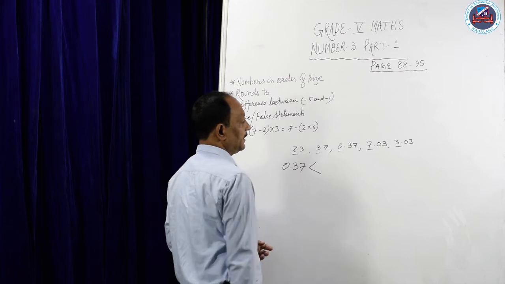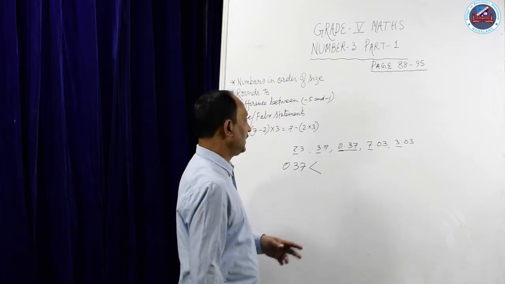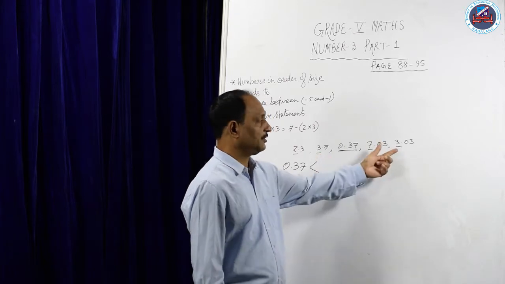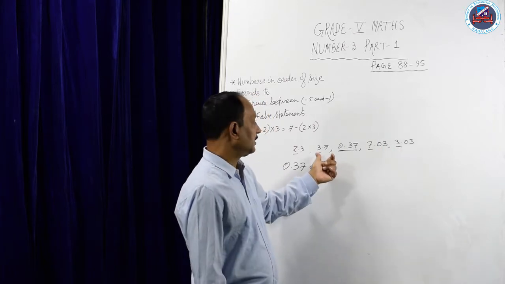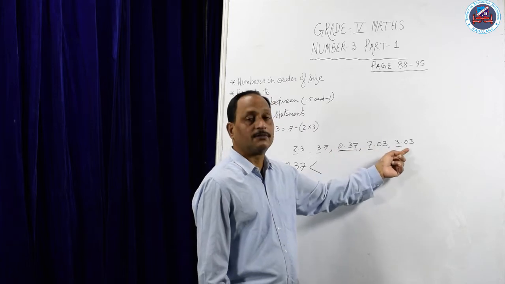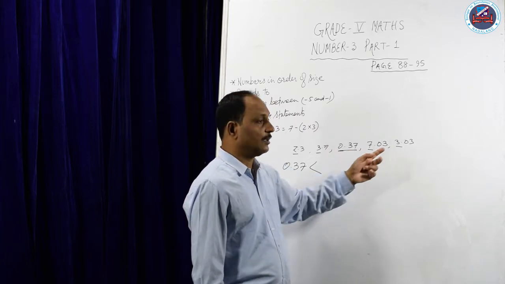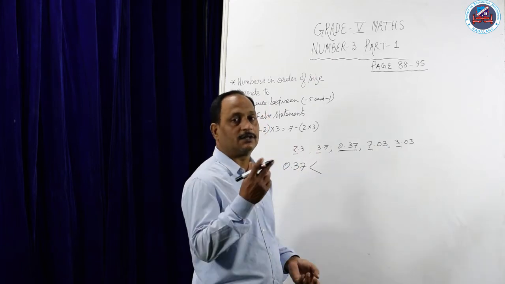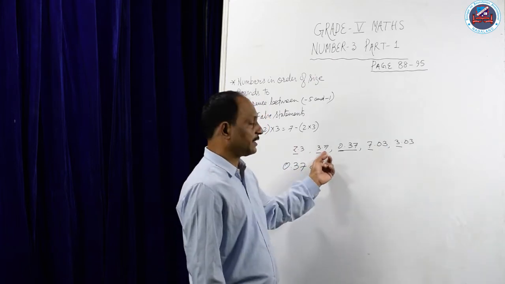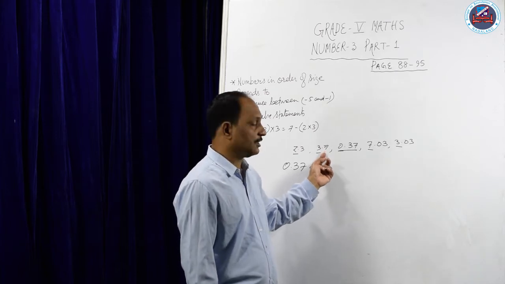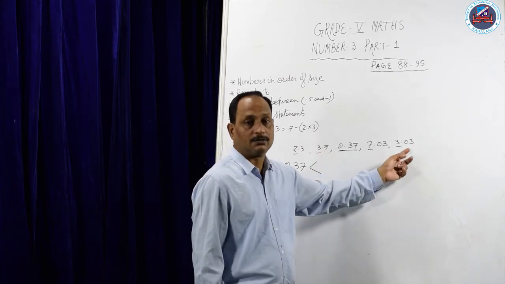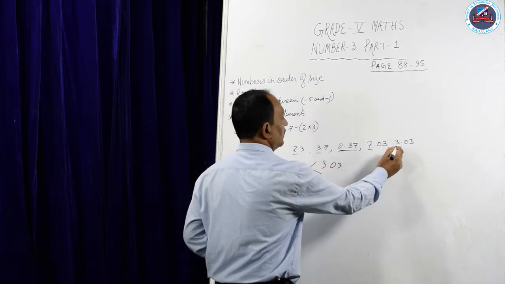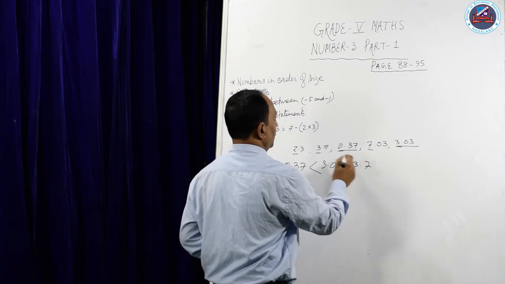So we write 0.37 is smaller than, so this one is done. Next, there are the two 3s, and these are the smaller numbers. But here is 3.7 and here is 3.03. Now what we'll do? The whole number here is 3, the same. So we will see the decimal places. The tenths place is 7 here and here the tenths place is 0. So this is smaller. So 3.03, then will come 3.7.